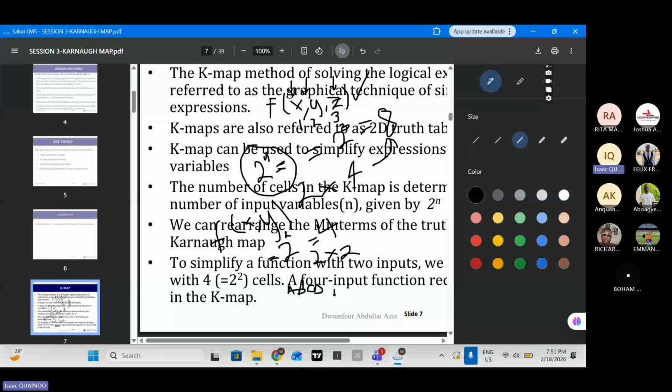So if you want to know which type of K-map we are going to use, we take 2 raised to the power 4, right? And 2 raised to the power 4, what does it give us? It gives us 16, right? So we know we are going to use a 4 by 4 cell K-map, okay? And this will be able to account for that particular expression.